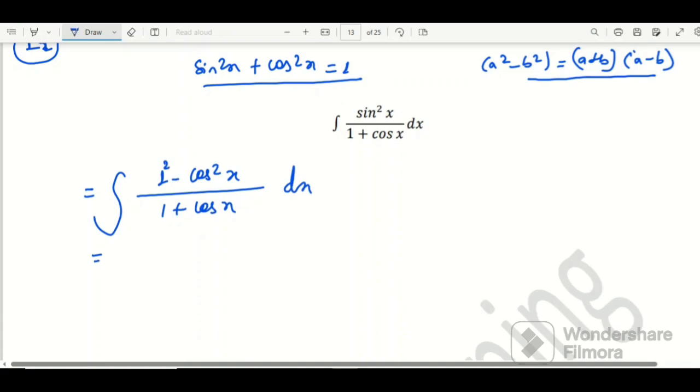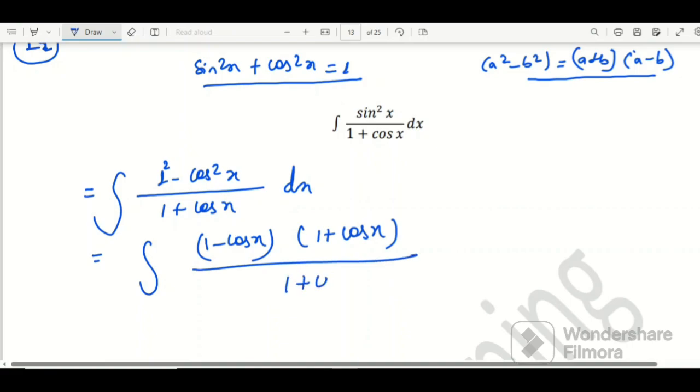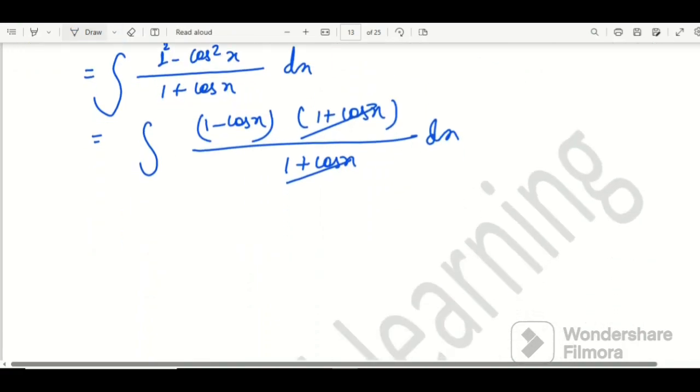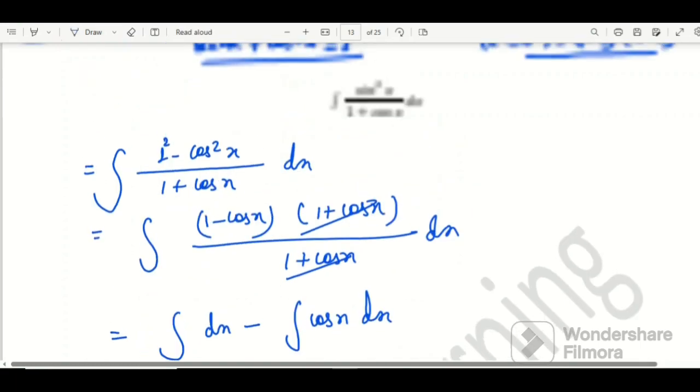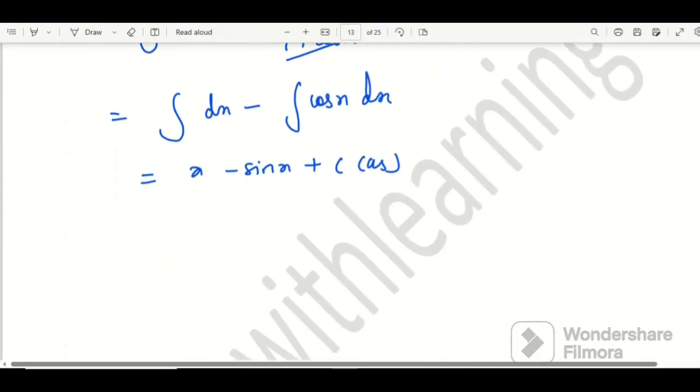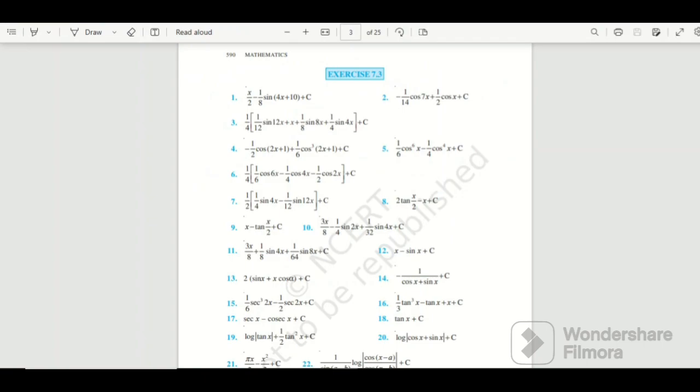In the formula of a square minus b square, I can write 1 as 1 square, there will be no problem. So a square minus b square is a plus b into a minus b. So I'll write 1 minus cos x into 1 plus cos x by 1 plus cos x. I'll cancel them. So now we'll have integration dx minus integration cos x dx. So it will be x minus sin x plus c as the answer. This is 12th number, and the answer is x minus sin x plus c.